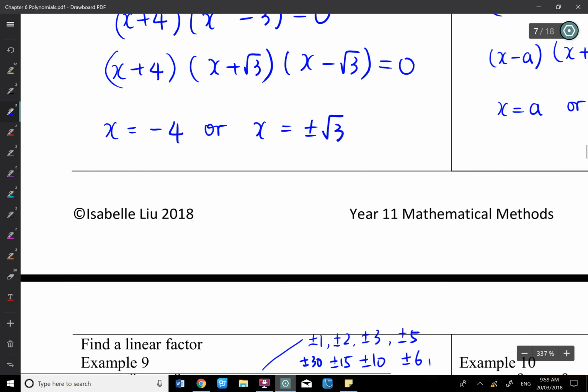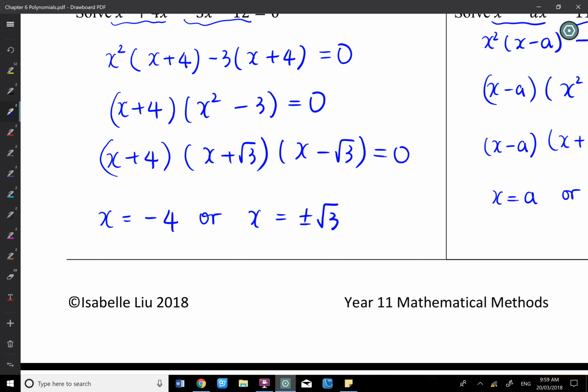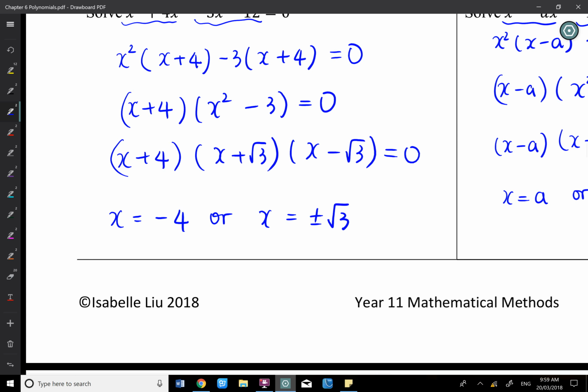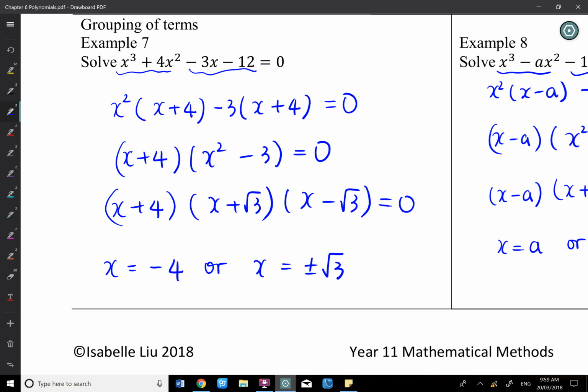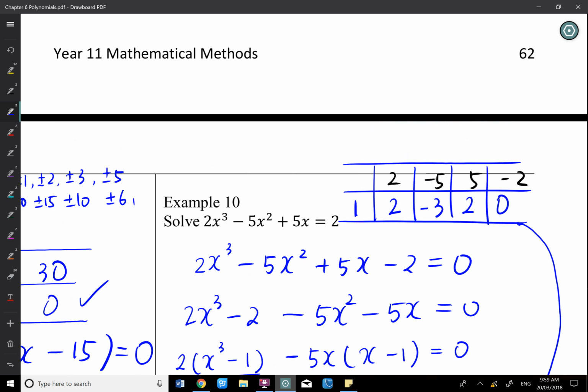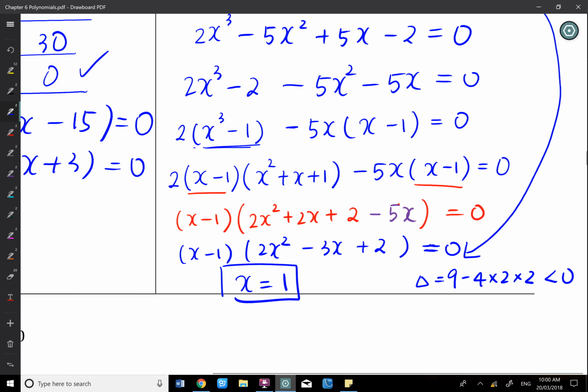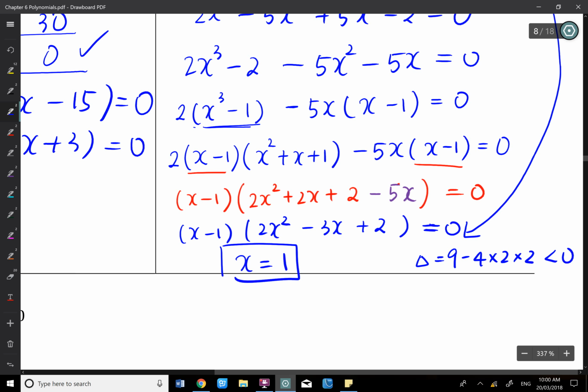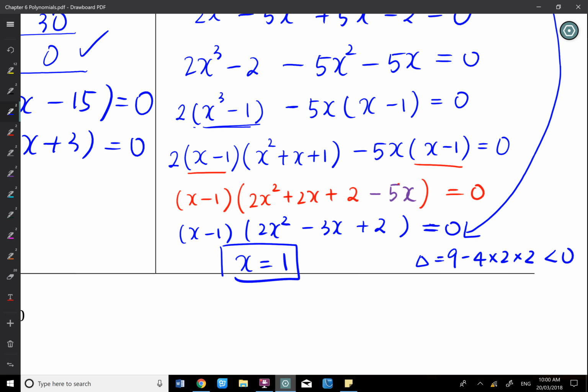So if you use grouping here, it's quicker than the box method, because if you use the box method in this question, you need to try -4. It's not that easy to think about -4. You will start with -1, -2, +1, -1, +2, -2, and then ±3, ±4. So you may only try it very late. So it's not a quick method for that one. But the box method is a really quick method for this question. We try 1, we directly get the answer, and then we jump into the second last step, and then we make the conclusion. It can't factorize further. We have x equals 1 here.